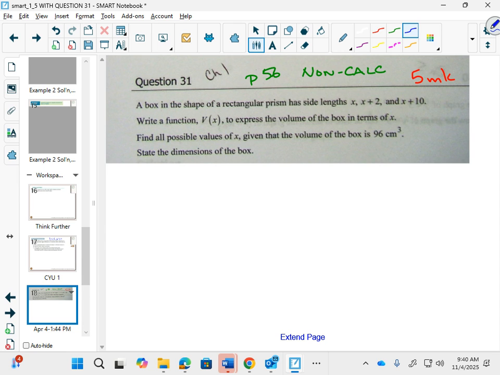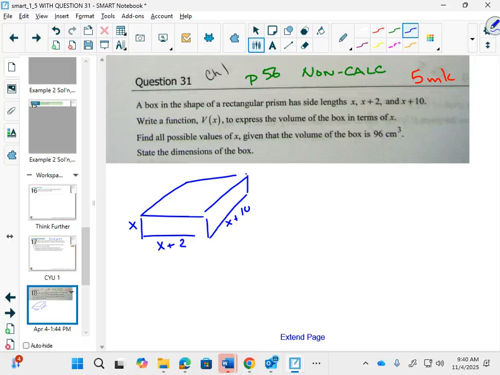A box is in the shape of a rectangular prism, so I don't know if you're getting good at drawing three-dimensional stuff, with side lengths of x, x plus 2, and x plus 10. Write a function V to express the volume of the box. So volume would be length times width times height. If you wrote x times (x plus 2) times (x plus 10), that was the first mark in this 5-mark question.